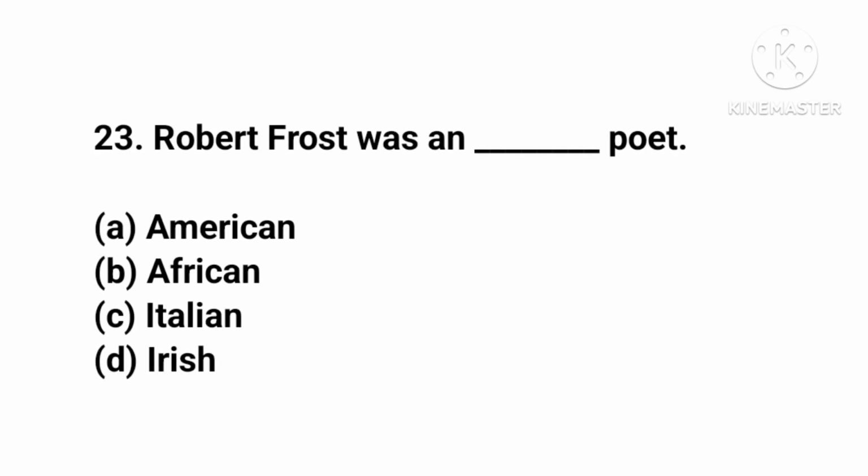So, this is an example of anadiplosis. Number 23. Robert Frost was an dash poet. Option A, American. Option B, African. Option C, Italian. Option D, Irish. So he belonged to... From where did Robert Frost belong? Yes, he was indeed an American poet.